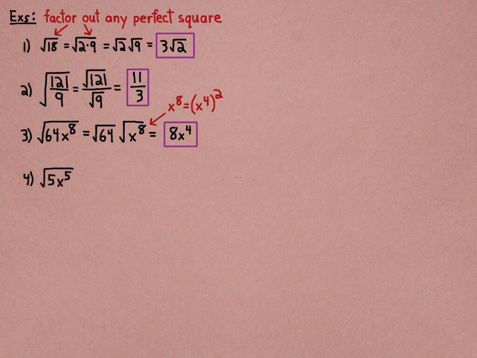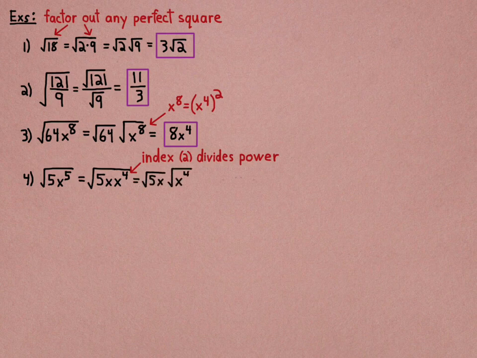Okay, square root of 5 times x to the 5th. X to the 5th is not a perfect square, but we can peel off a perfect square factor from there. So x to the 4th. So x to the 5th is x times x to the 4th. And index 2 divides 4, so that means x to the 4th is a perfect square. And so that part simplifies.